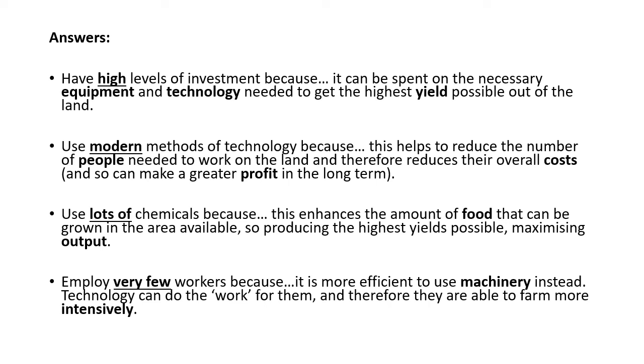They use modern methods of technology because this helps to reduce the number of people needed to work on the land and therefore reduces their overall costs so they can make greater profit. Again, another way to make profit. They use lots of chemicals because this enhances the amount of food that can be grown in the area available, so producing the highest yields possible, maximizing output, the amount of products they create, and profit again. You can see a theme here. They employ very few workers because it's more efficient to use machinery instead. Technology can do the work for them and therefore they're able to farm more intensively. So it's all about making money, making crops, and everything else is not considered as much as a result.